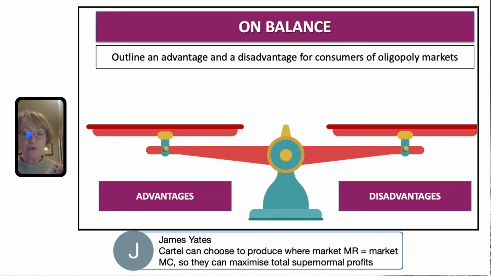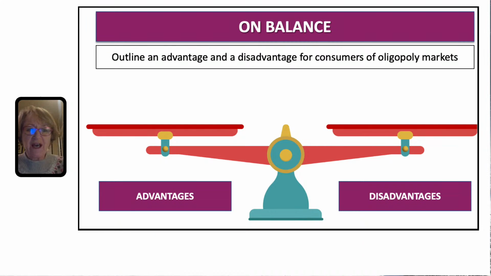Thanks very much. Okay, so finally, we're going to give you an on balance question and encourage you to be thinking here about positives and negatives or advantages and disadvantages, two sides of an argument, so that you can be analysing from two different perspectives and then leave the opportunity maybe for some evaluation, which we're not going to go into now, but that would be the next stage to go to. Okay. So here's your question. Outline an advantage and a disadvantage for consumers of oligopoly markets.